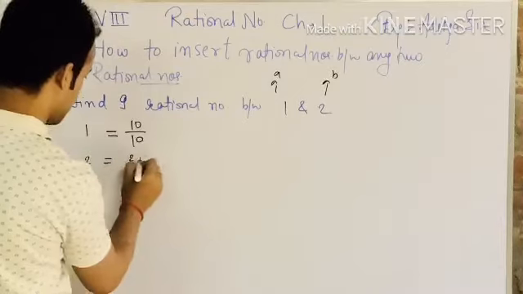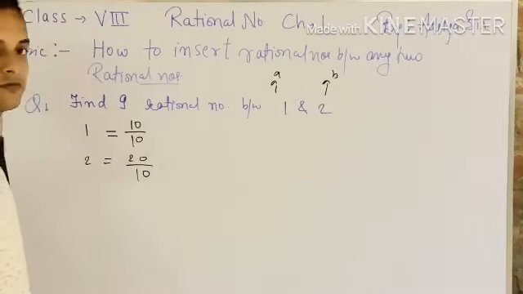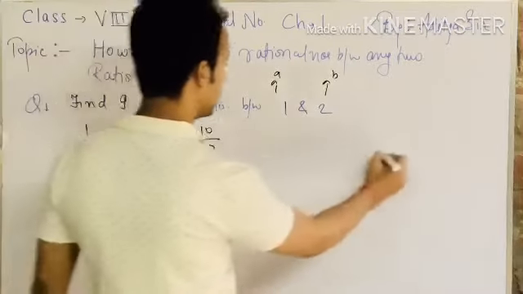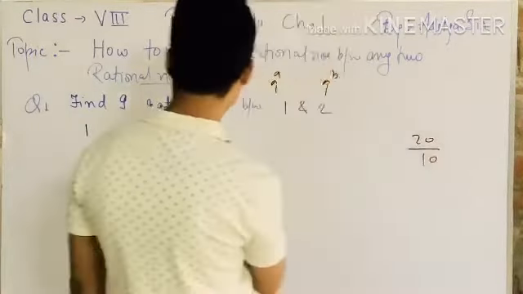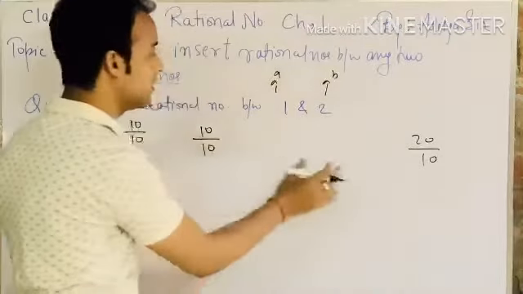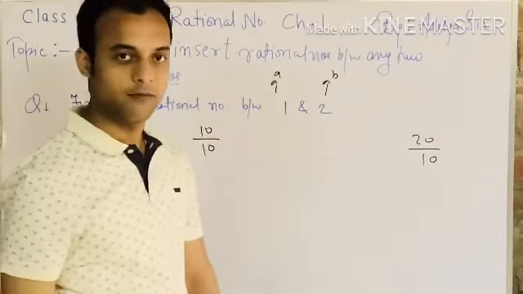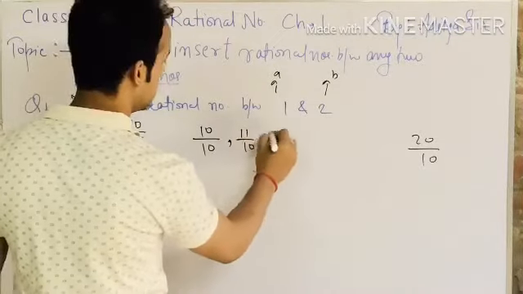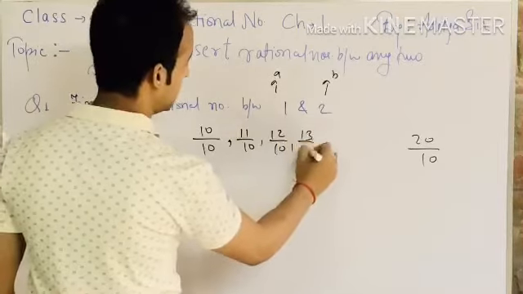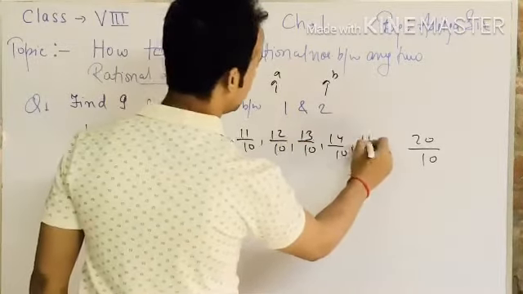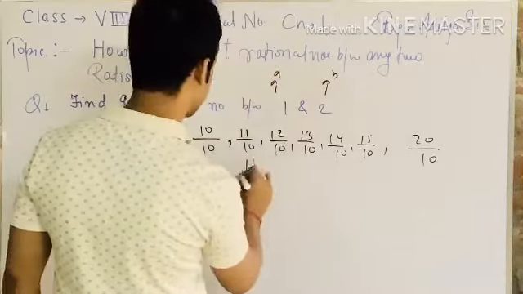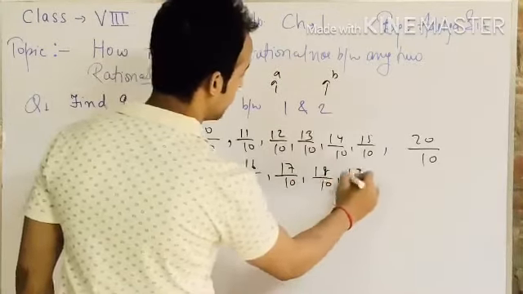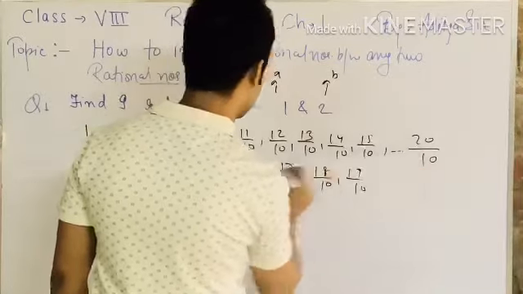2 को दिखा सकते हैं 20 by 10. Okay. So this one is 10 by 10 and this one is 20 by 10. Now we have equalized the denominators. Okay. Now 10 के बाद क्या होता है? 11 by 10, 12 by 10, 13 by 10, 14 by 10, 15 by 10, 16 by 10, 17 by 10, 18 by 10, 19 by 10, and this one is 20 by 10.